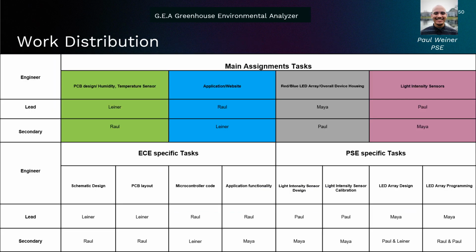Here is our work distribution. As you can see, Laner is doing the PCB design and the humidity, temperature, and CO2 sensor. Raul is dealing with the application and the website. Maya is dealing with the red and blue LED array and the overall device housing. And I'm taking care of the light intensity sensors and the lenses.